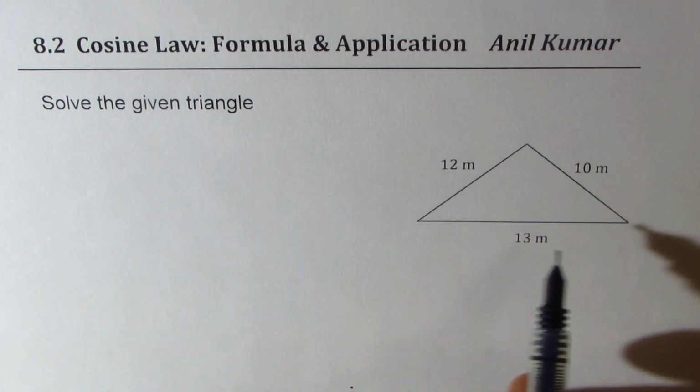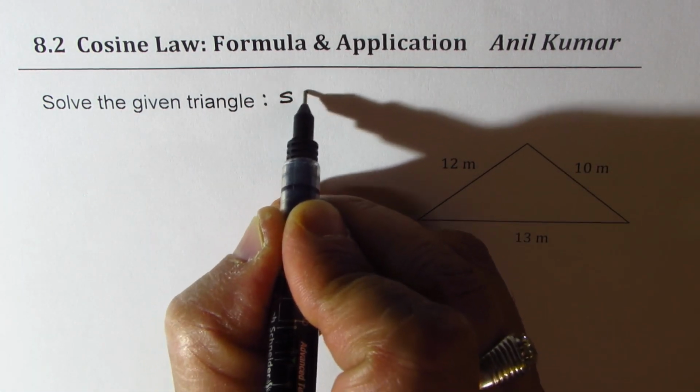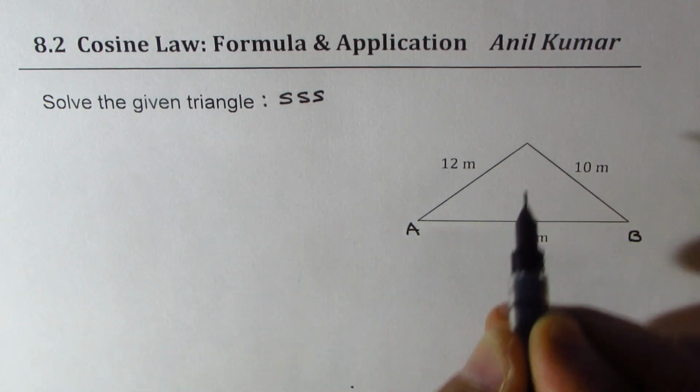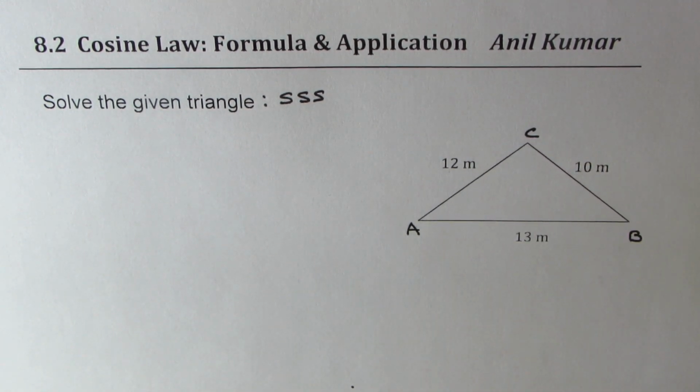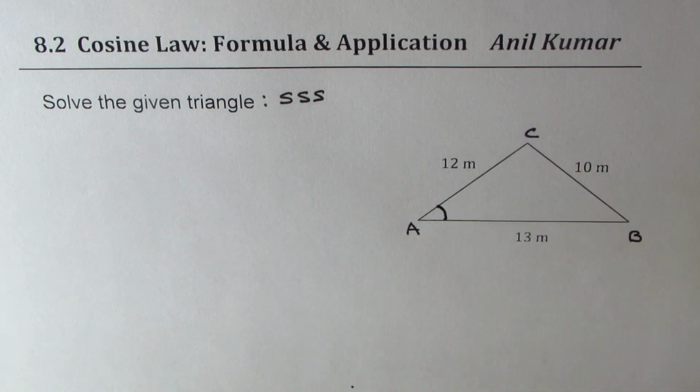This time we have a triangle whose three sides are given. So that is the case of side, side, side. Let me label the triangle as ABC. And let's begin by finding an angle. So we'll begin with angle A.